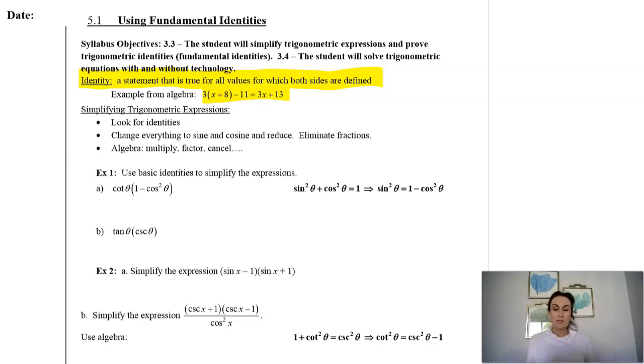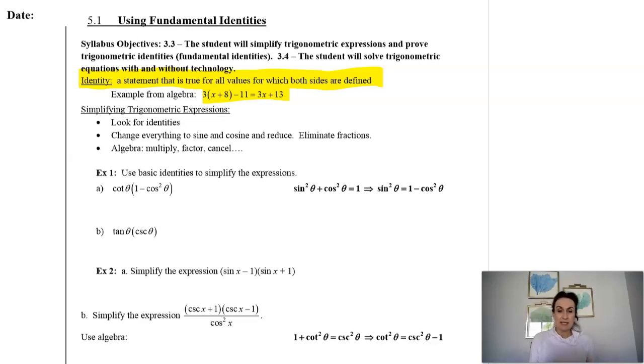So when we are doing trig expressions, we're going to look for the identities. We're going to change everything to sine and cosine. If we get stuck, we're going to use our algebra. We're going to multiply, factor, cancel. And so we're going to take one side and make it equal the other side using our trig identities.